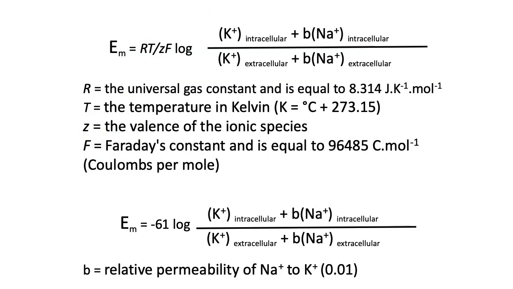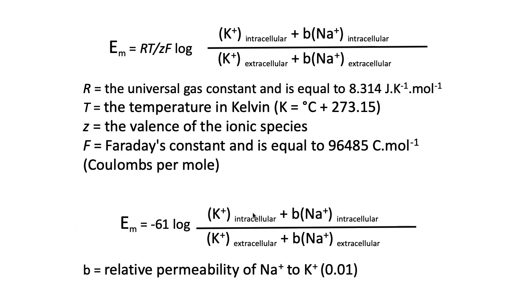So let's take a closer look. Remember, some of these constants: R is the universal gas constant. Temperature, we throw in normal temperature in Kelvin. Z was the valence. Remember all these constants, Faraday's constant. So the main takeaway here is that we can boil that down to this term, this minus 61, assuming we're at ambient temperature.